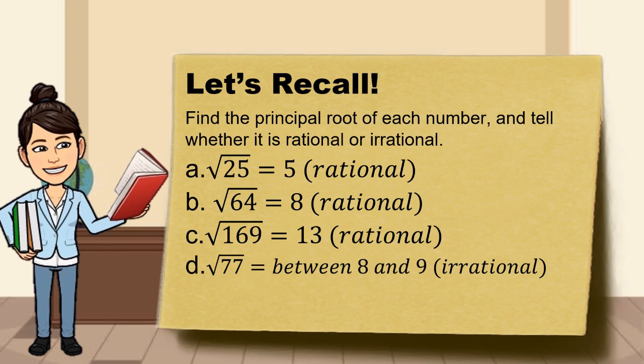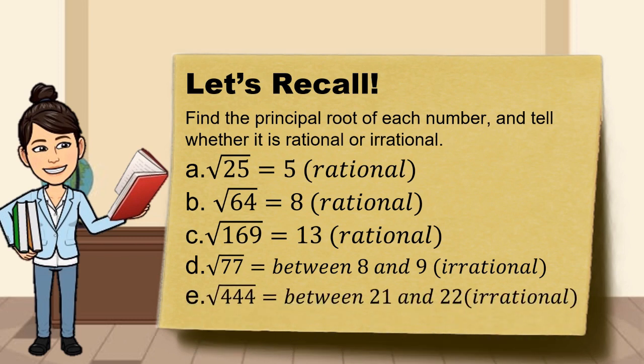At kung gumamit ng calculator, ang sagot ay 8.774964 and so on, which is irrational. At sa letter E, ang 444 ay hindi perfect square. Kaya ang principal root ng square root of 444 ay between 21 and 22. At kung gumamit ng calculator, ang sagot ay 21.071307 and so on, which is irrational. I hope you get all the answers right.